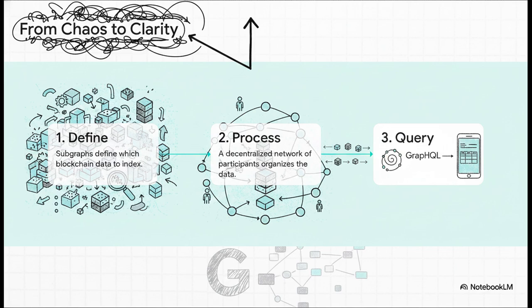First, a developer defines exactly what data they care about, say all the activity from a specific smart contract. They do this using something called a subgraph. Second, a whole decentralized network of people gets to work, processing and organizing that data. And finally, once it's all neatly arranged, developers can query it and get exactly the info they need, like instantly.